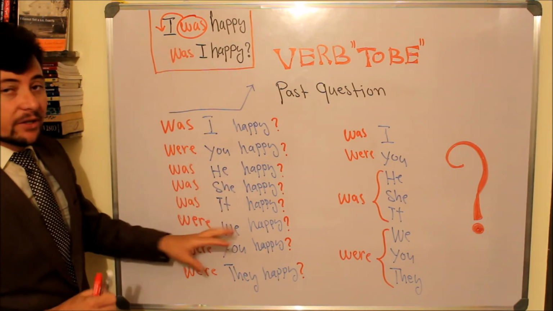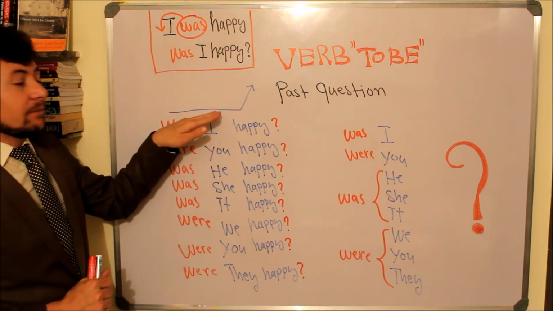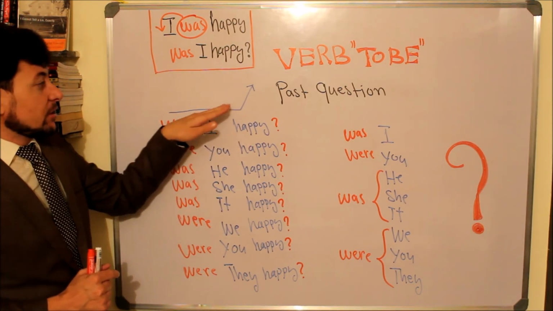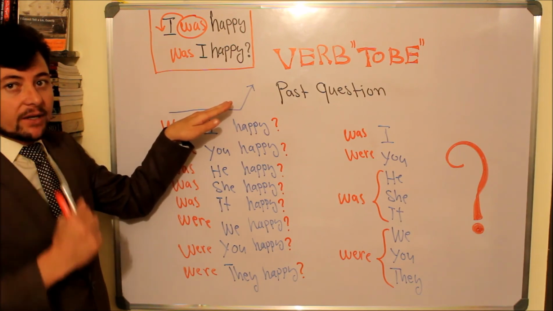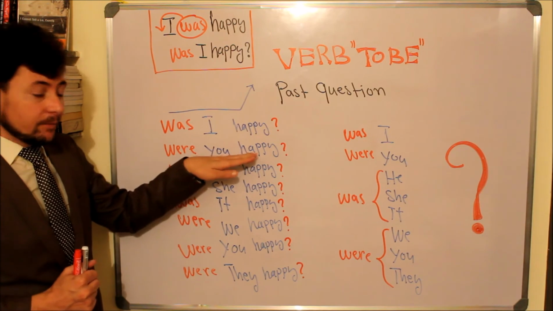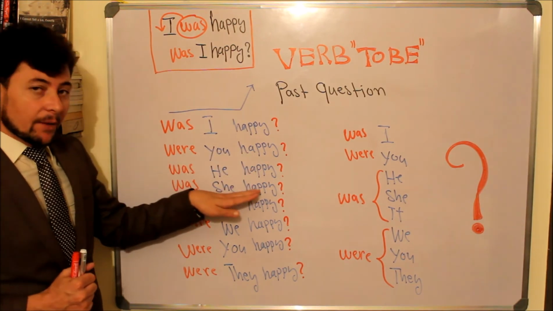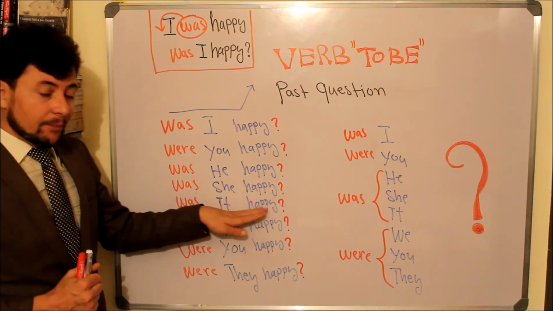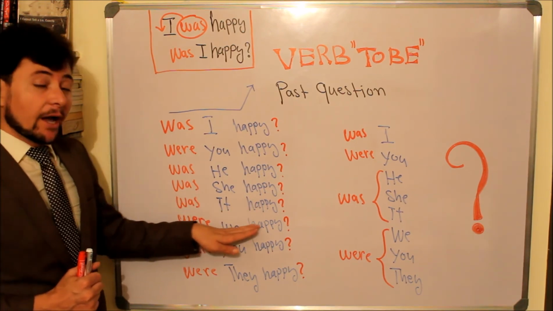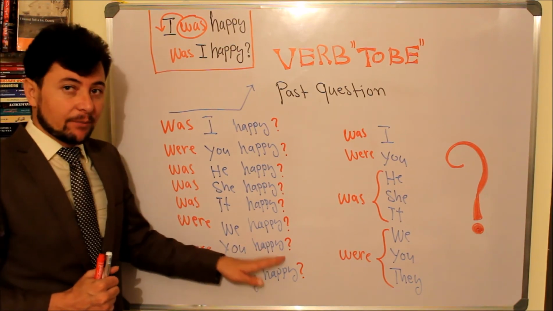Now look at the rest of the examples here. Was I happy? So it is the same in present. Your intonation must go up in the last word. Was I happy? Were you happy? Was he happy? Was she happy? Was it happy? Were we happy? Were you happy? Were they happy?